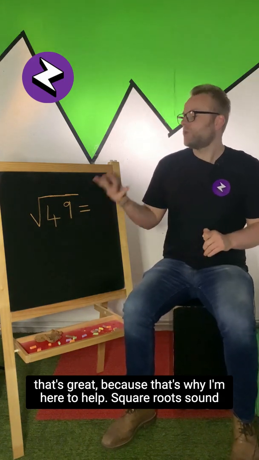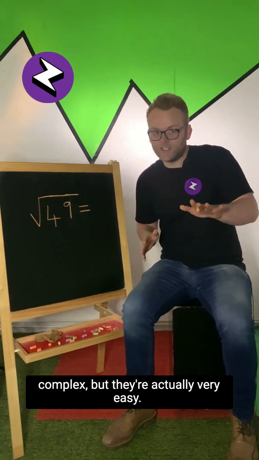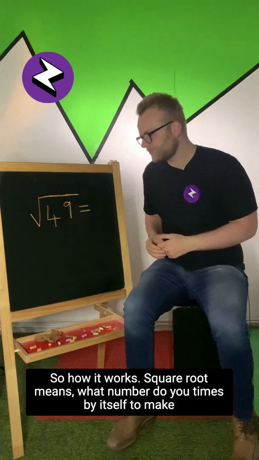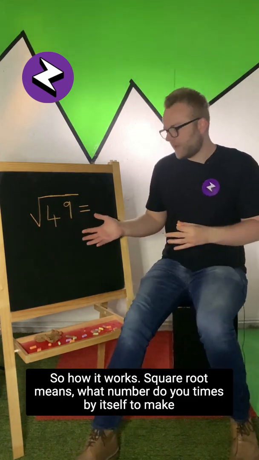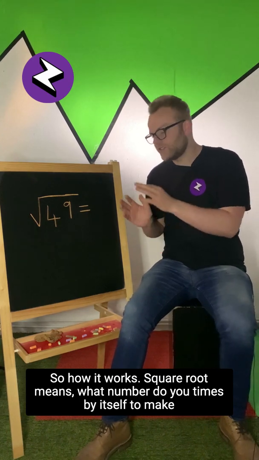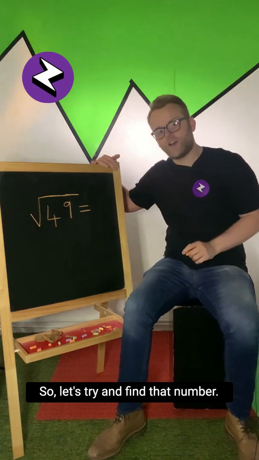Okay, square roots sound really complex, but they're actually very easy. You've just got to learn the mechanics of it, so how it works. The square root means what number do you times by itself to make said number, so 49. So let's try and find that number.